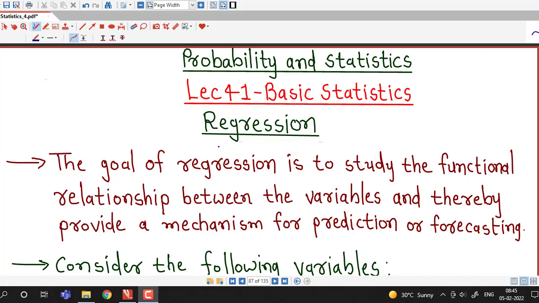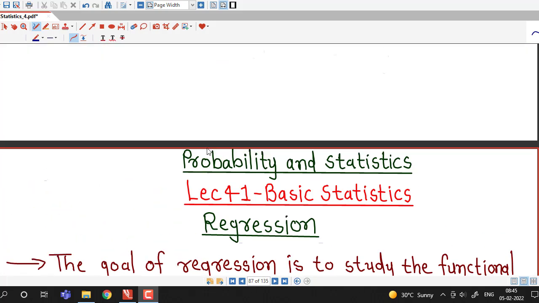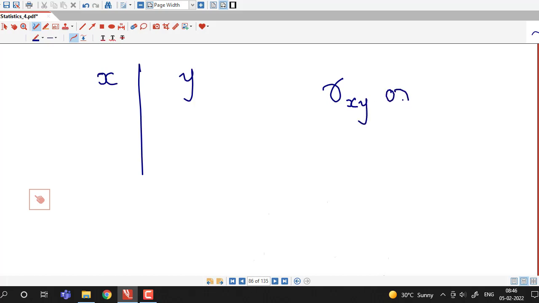So first we understand why we require the need for regression analysis. We have discussed bivariate variables in earlier lectures. We have seen that if we have bivariate data with two variables x and y, then we can measure the degree of relationship between these two variables using the coefficient of correlation, which we denote by r suffix xy or simply by r.